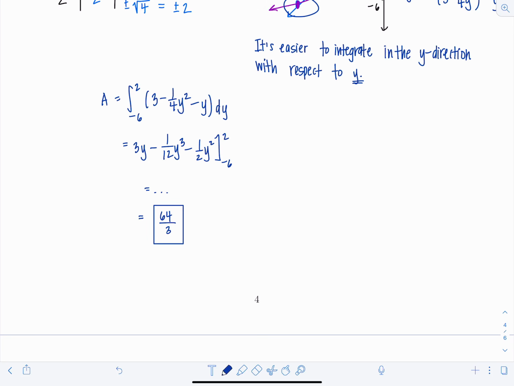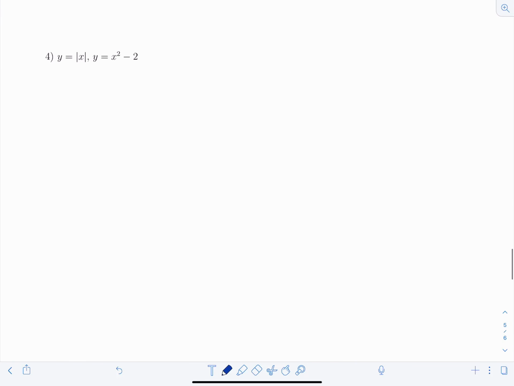Now let's look at another interesting example with our good friend, y equals absolute value of x. So absolute value of x, that graph has a V shape to it, right? And then y equals x squared minus 2, that's a parabola, shifted 2 units downward. And the x-intercepts are going to be at plus or minus rad 2, 0. And the vertex of this parabola is at 0, -2. Y equals absolute value of x, we know what that looks like.